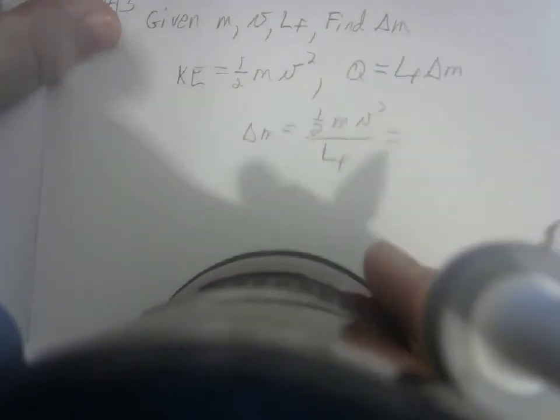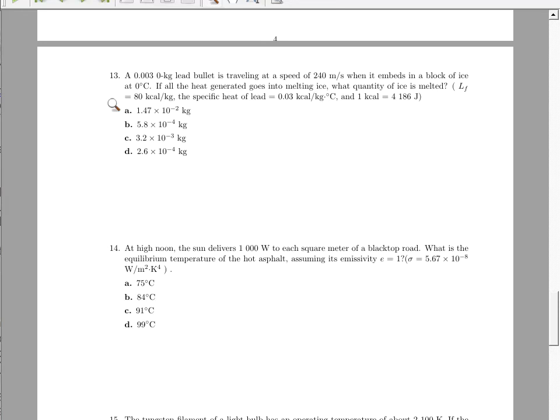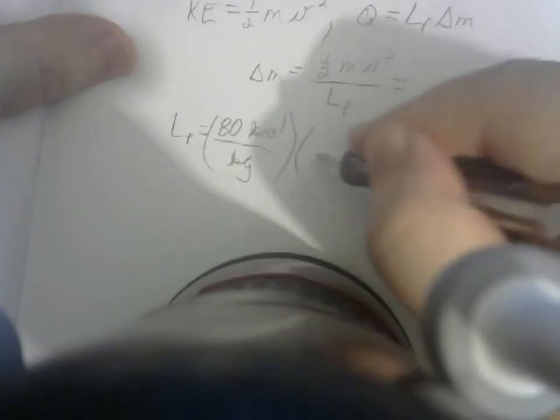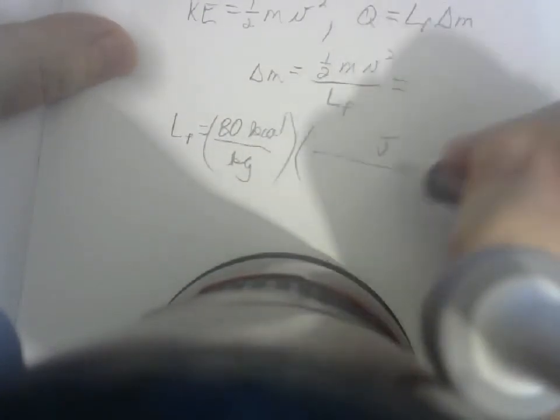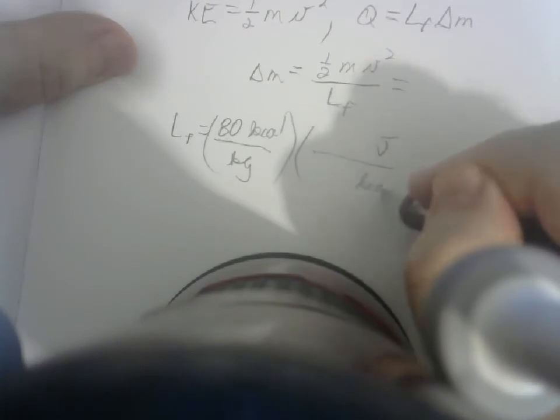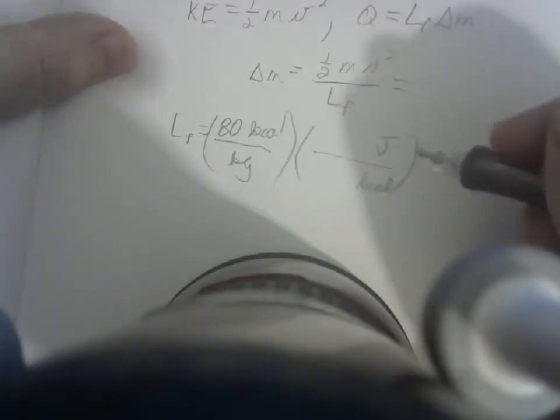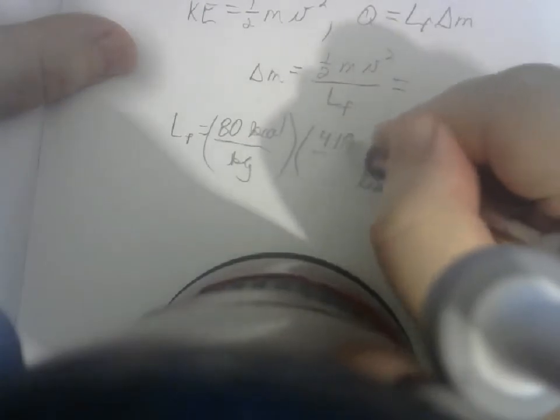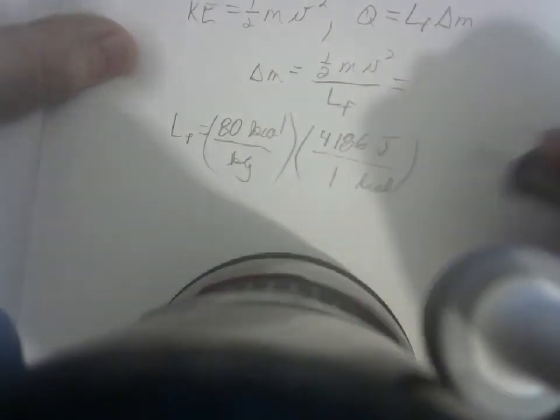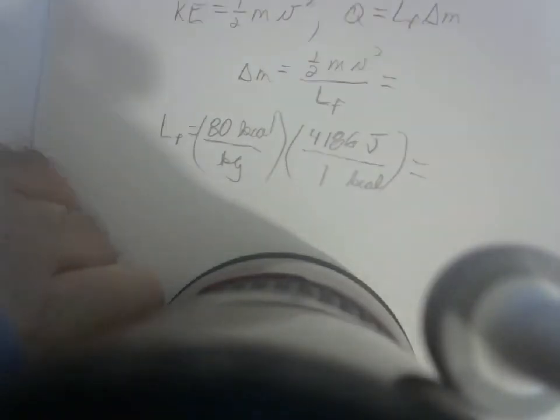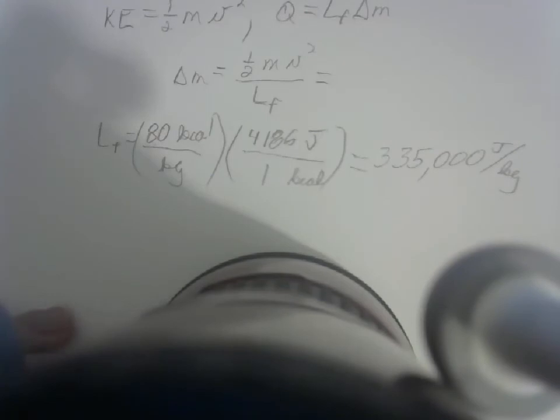But before we do that, let's make sure everything is in SI units. So in particular, we've got L sub F is 80 kilocalories per kilogram. We don't want that in kilocalories per kilogram, we want it in joules. So I'll put joules on the top and kilocalories on the bottom and use the unit that they gave us, 4,186 joules per 1 kilocalorie. So that comes out to be 335,000 joules per kilogram.